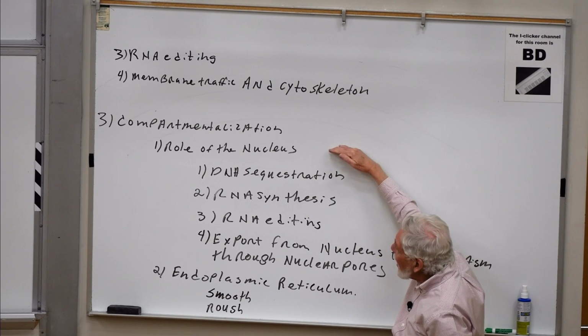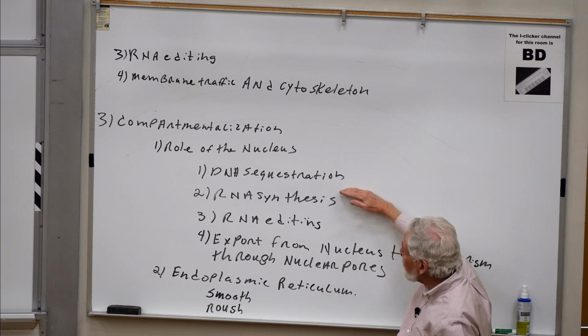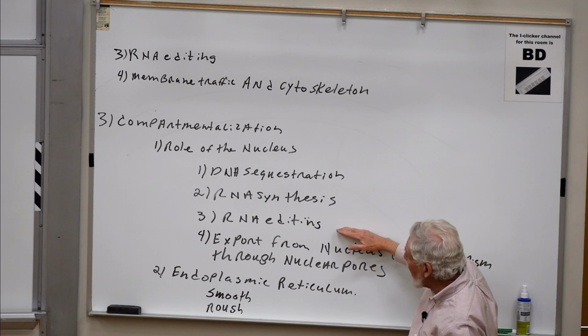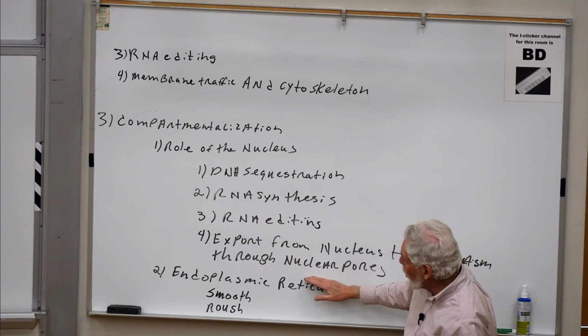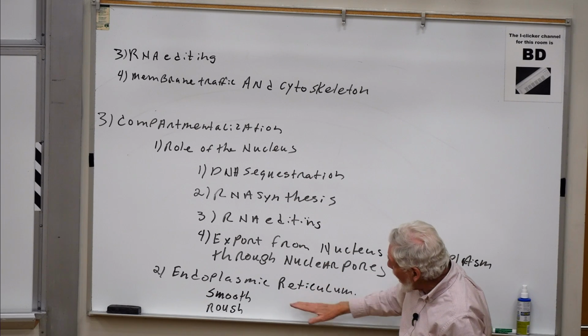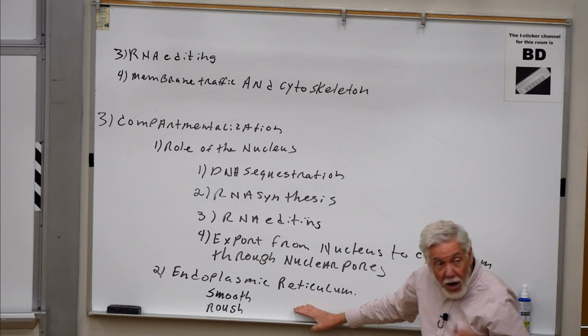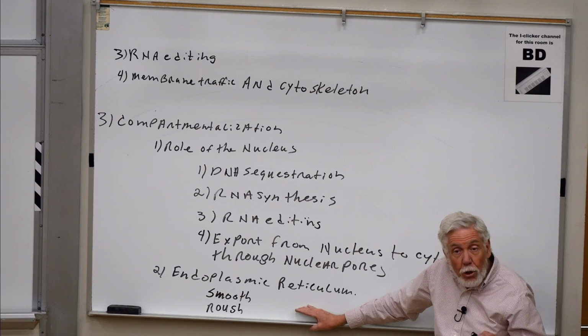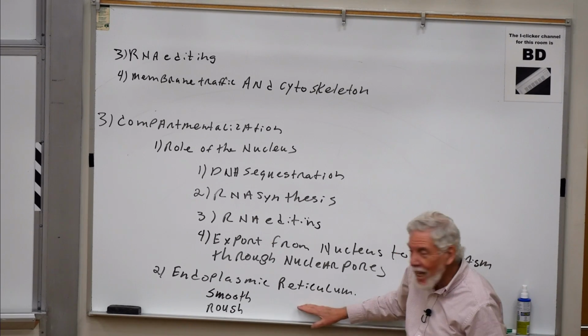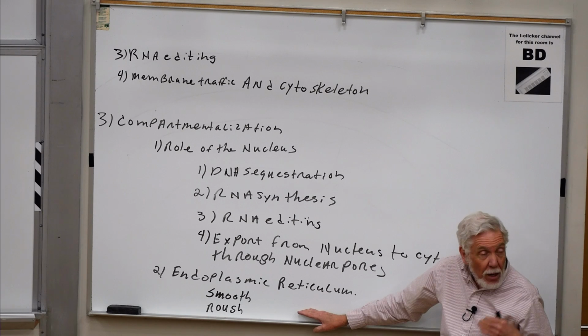So, again, the role of the nucleus is DNA sequestration, RNA synthesis, RNA editing, and export out into the cytoplasm through structures called nuclear pores. And we'll try to work our way through this and bring ourselves around to another very important intracellular structure, an intracellular organelle known as the endoplasmic reticulum. We'll spend a lot of time talking about the endoplasmic reticulum.